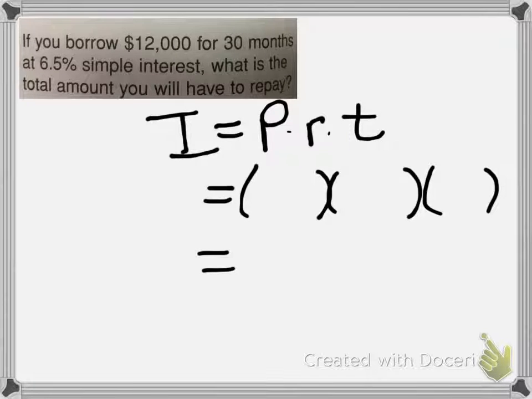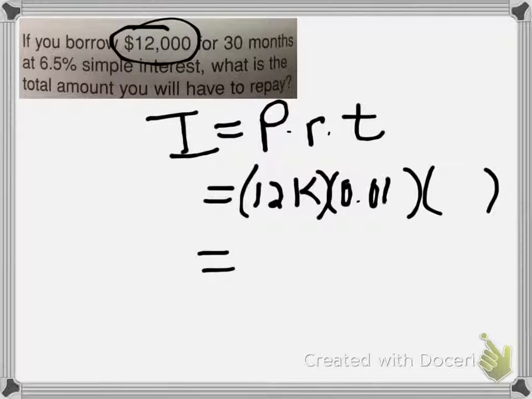The last question here is over 30 months, and as you can see, it's a $12,000 loan. That money is being borrowed. Well, again, the starting amount is always the principal. So I'm just going to abbreviate here and use 12K for 12,000. The simple interest is 6.5%, which is really 6.5/100ths, which would be written as 0.065. Again, you can just move that decimal over twice.